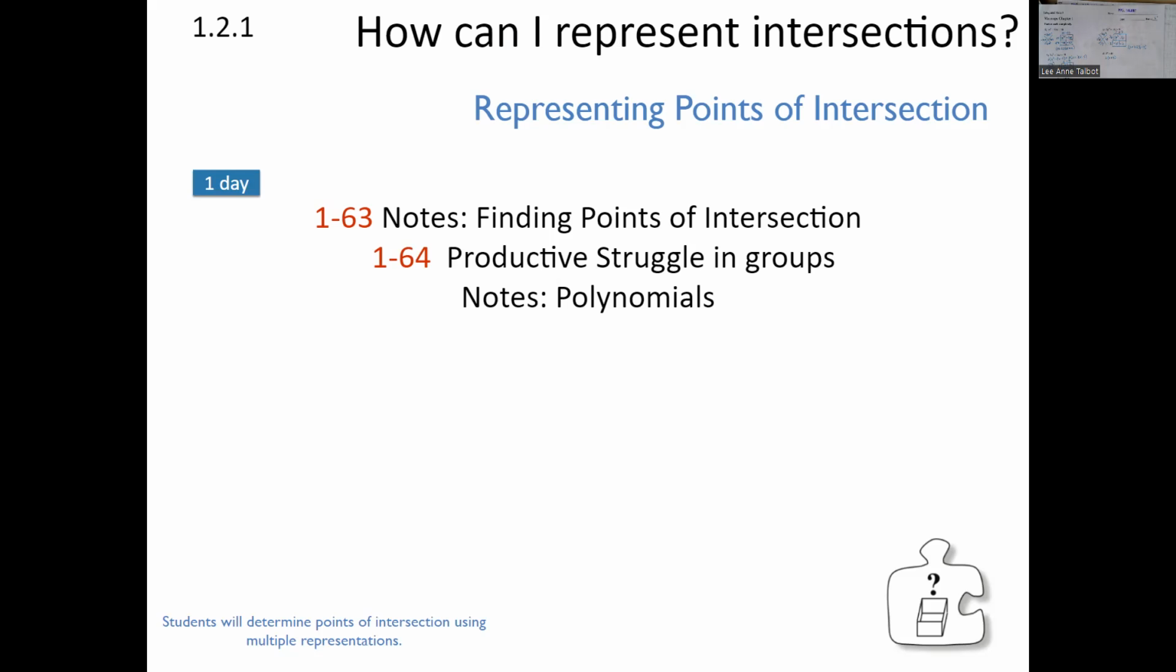I just want to remind you how to put it together. So I'm going to do number 63, and then you guys are going to do the same exact thing in number 64 in your groups. And then we're going to do very quick notes on polynomials because there's a homework problem coming up. It's going to ask you whether or not something's a polynomial, and you need to know what the definition of that is.